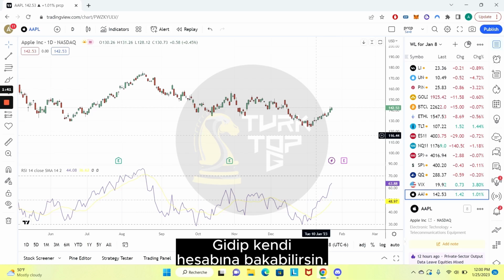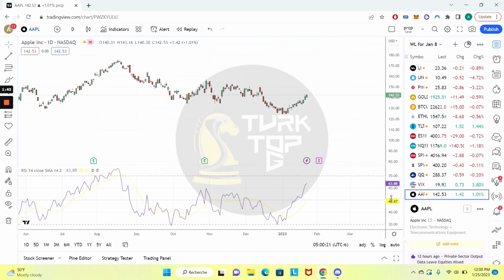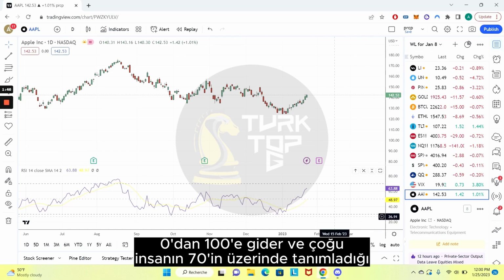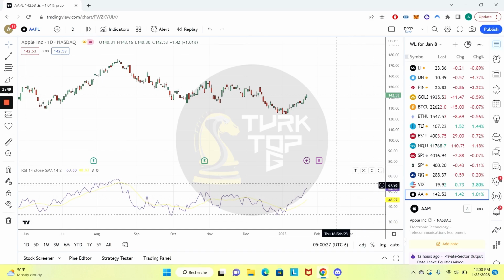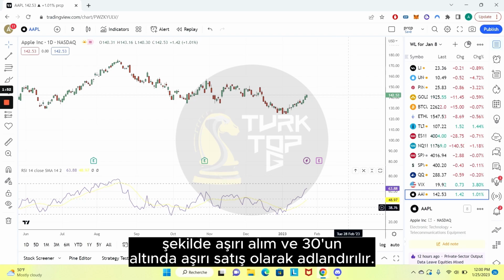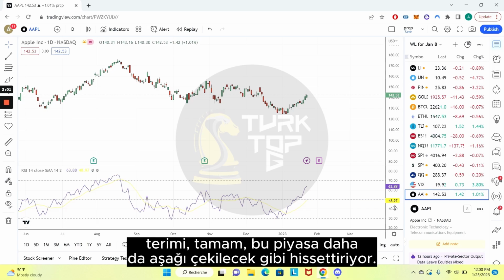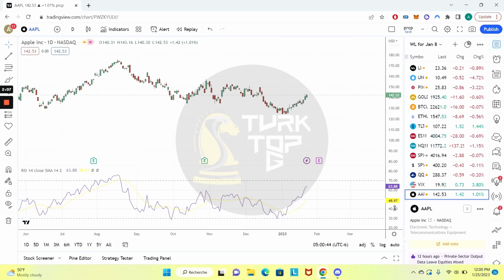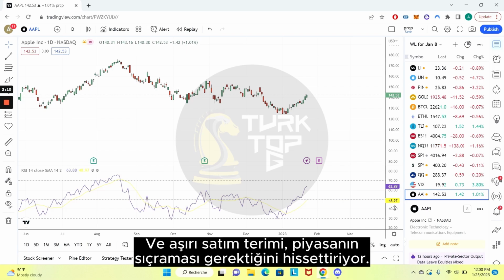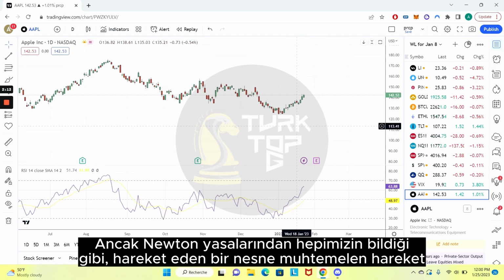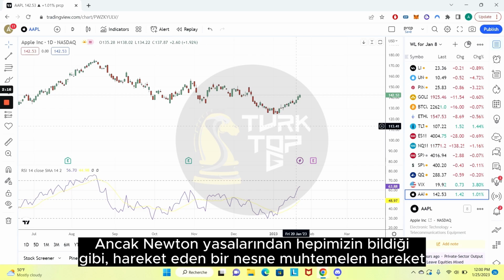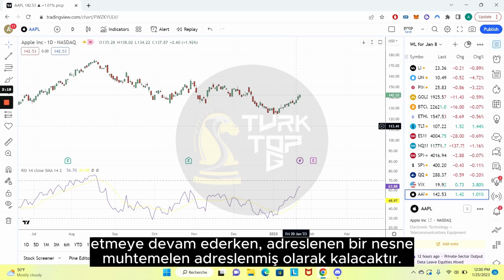You can go and look at the calculation yourself. It goes from 0 to 100, and the way most people define it is above 70 is called overbought and below 30 is called oversold. Now, I don't particularly agree with that terminology, because the term overbought makes it feel like, all right, this market will pull back lower. And the term oversold makes it feel like the market should bounce. But as we all know from Newton's laws, a thing that's moving is likely to keep moving, while an object at rest is likely to stay at rest.